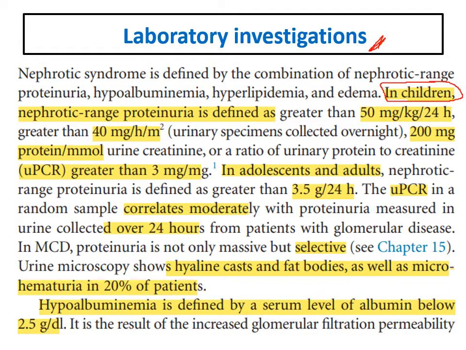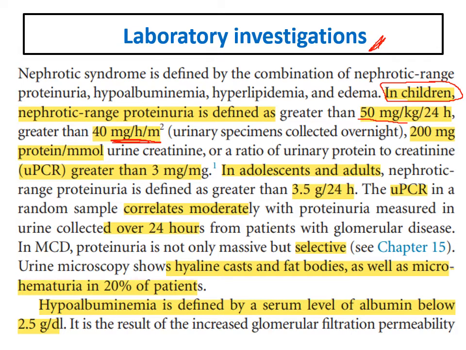In children, nephrotic range proteinuria is defined as proteinuria more than 50 mg per kg per day, or more than 40 mg per hour per square meter. In children, what is nephrotic? This is a question.